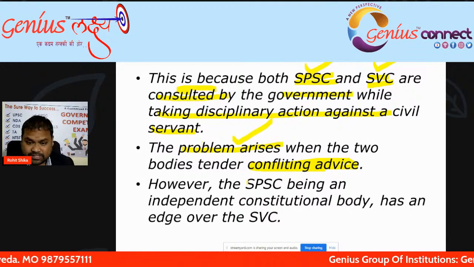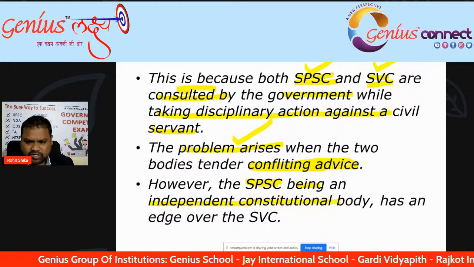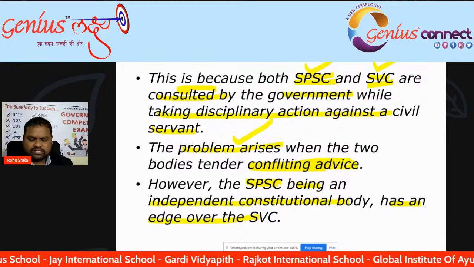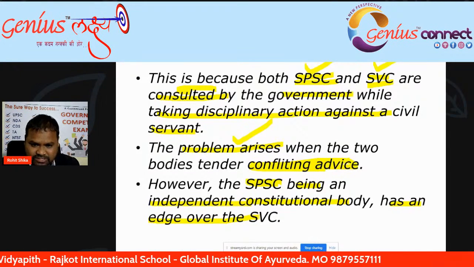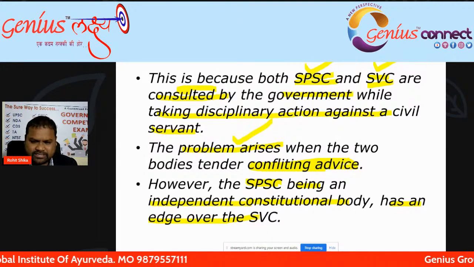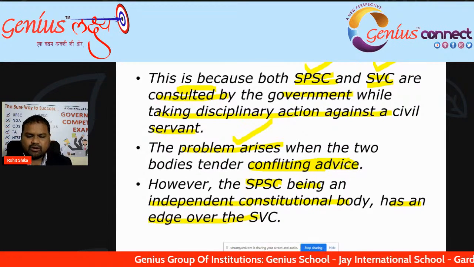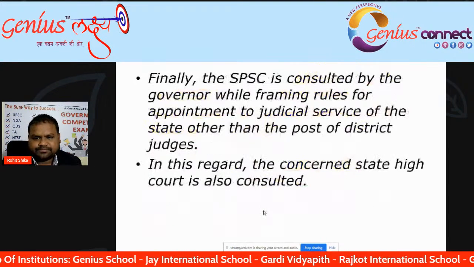Whenever the State Public Service Commission is being an independent body, it is a constitutional body, it has an edge over the State Vigilance Commission. It means State Vigilance Commission has less power and State Public Service Commission has more power here. How? Because it is an independent body and it is a constitutional body.